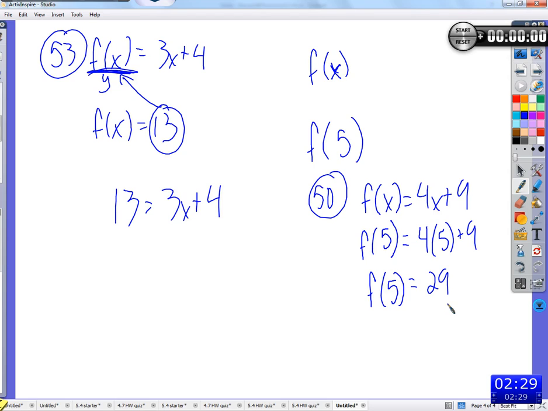Okay. So what this is saying is f has an output of 29 when x equals 5. That's what this whole thing says. When you put 5 into f, you get 29.